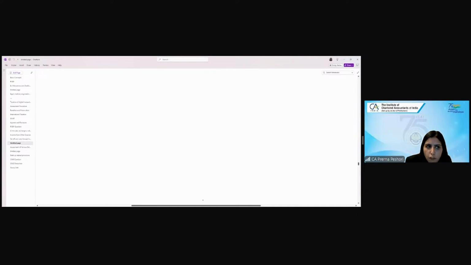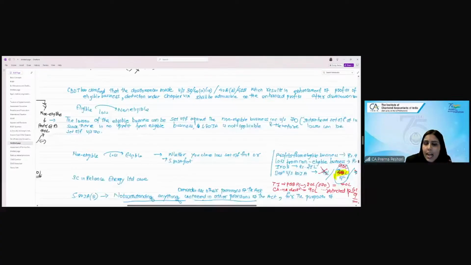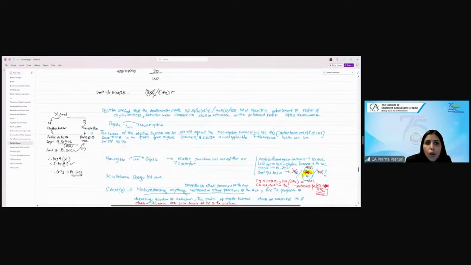Since there is no profit from the eligible business, ATIA is not applicable and therefore section 70 will allow us to carry forward the losses. Because there is no ATIA applicable since there is no profit, section 70 says that the loss from one source can be set off against another source. Right? So this is allowed to be set off.